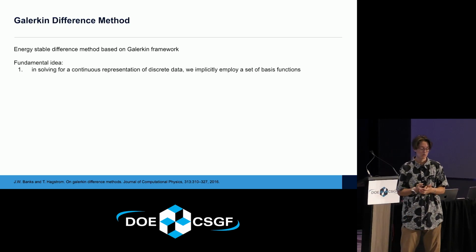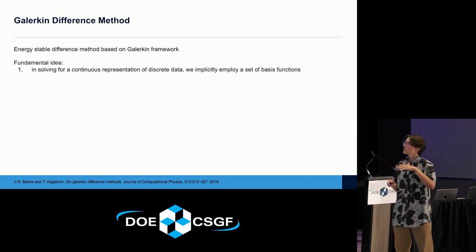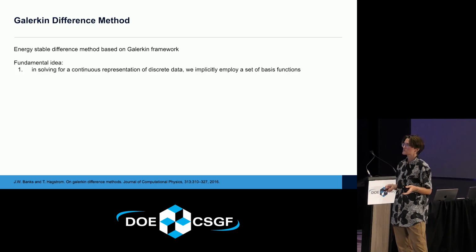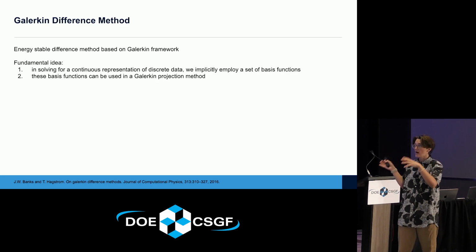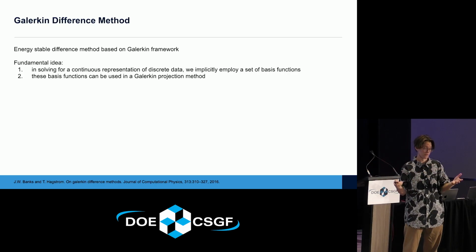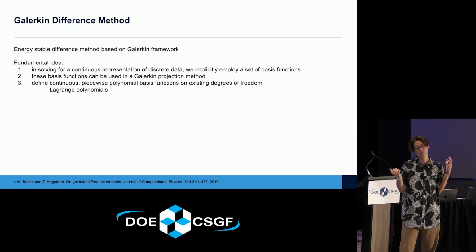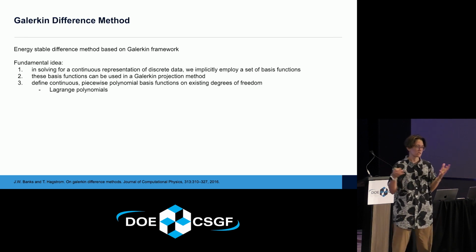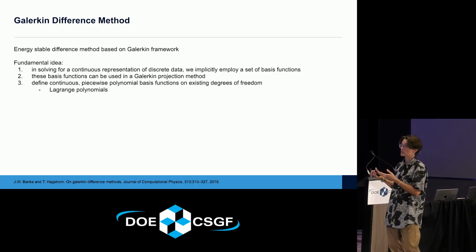The idea is that when we're solving any sort of numerical approximation with finite difference or finite volume, we're implicitly employing basis functions. We're interpolating these discrete data points with these basis functions. So we can take these basis functions and apply the Galerkin projection method with them. A really convenient choice for interpolatory functions is the Lagrange polynomials, because then we get the properties that we need for an approximation space in a finite element framework, such as partition of unity, and all these other things we need in order to use the Galerkin projection method.